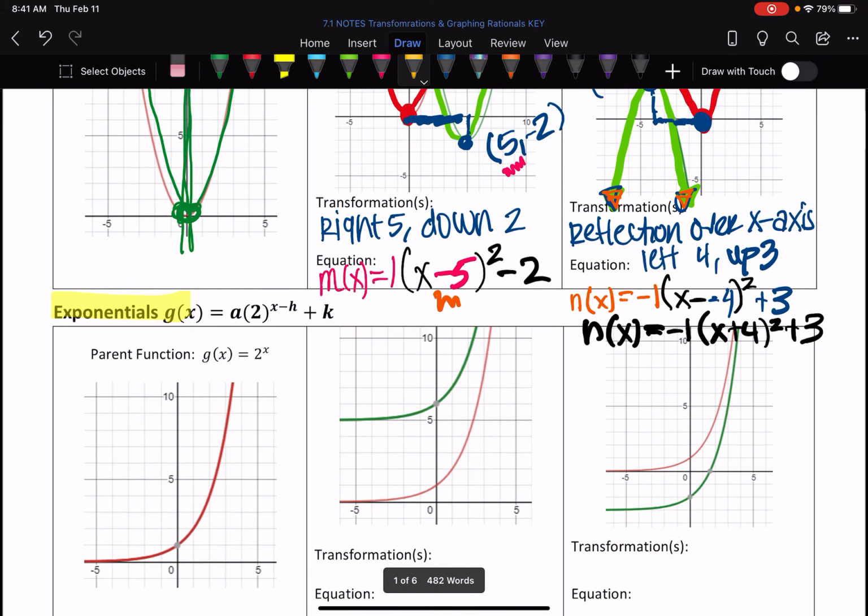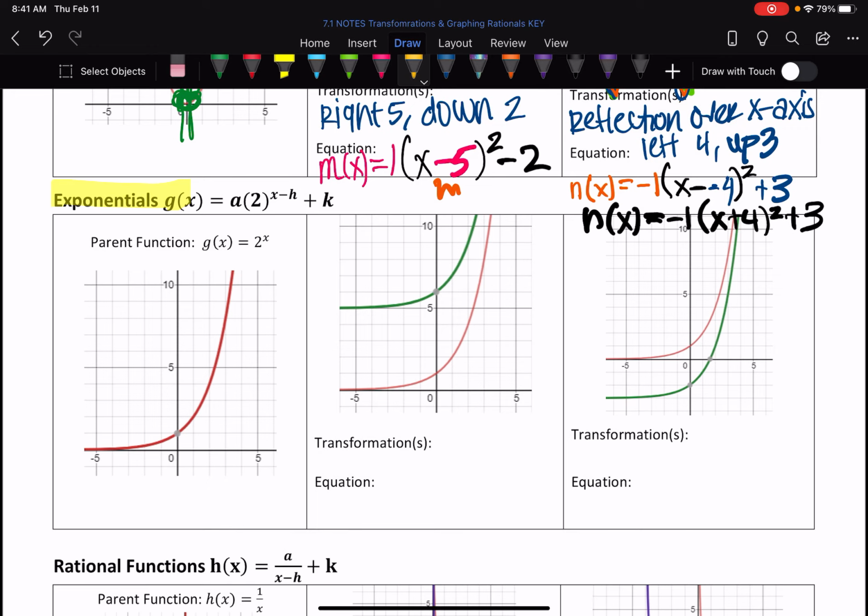All right, let's look at exponentials. Here I have my exponential equation g of x equals a times 2 to the x minus h, plus k. Right here, we're just going to keep the base as 2, and my parent function for that is right here. My y-intercept is at 0, 1. In ninth grade, all we dealt with was vertical transformations, because the vertical transformation had to deal with the asymptote.